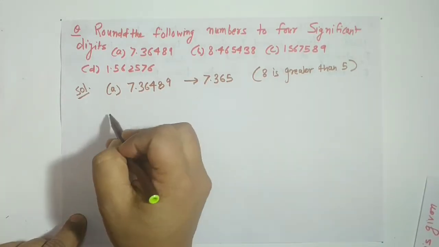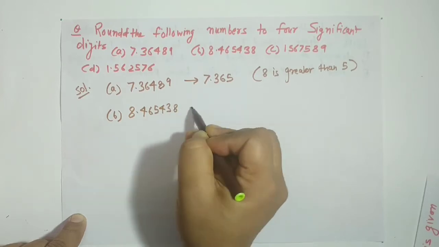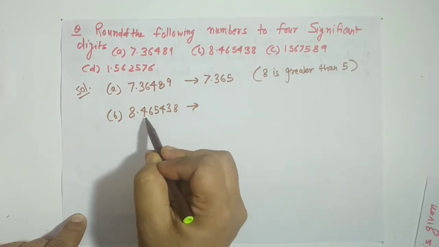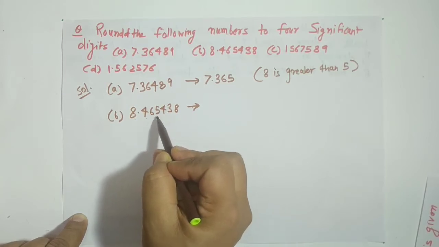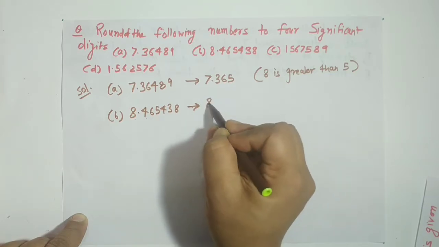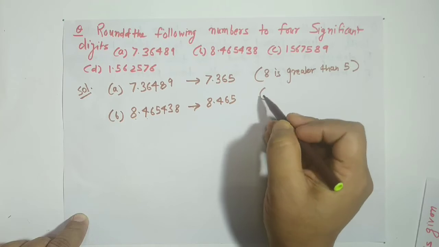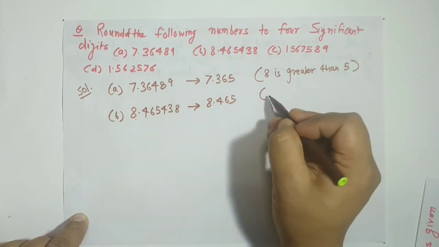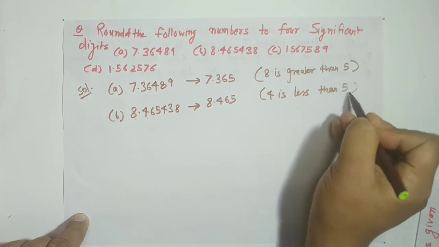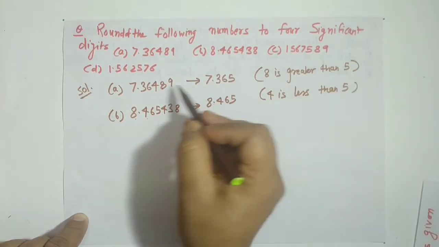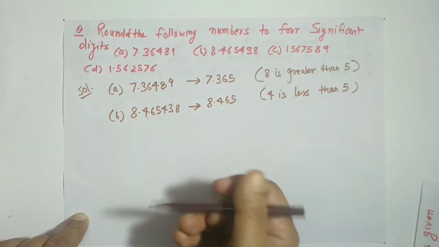Got it or not? Now the next one, 8.465438. If you see what is at the 4th digit, 1, 2, 3, 4, it is the 5th. But what is next to 5th is 4. It is less than 5. So it will remain same. So if I write it for the 4th digit, it will be same. No change in 5, no 6. Because 4 is less than 5. Are you getting it? Because at the 4th, 8 is greater than 5, so it gets converted, but this 4 is less than 5, so it does not get converted.